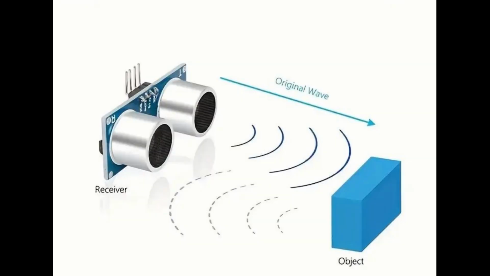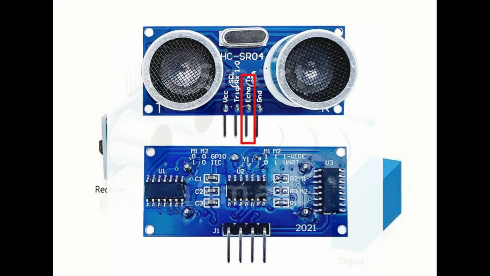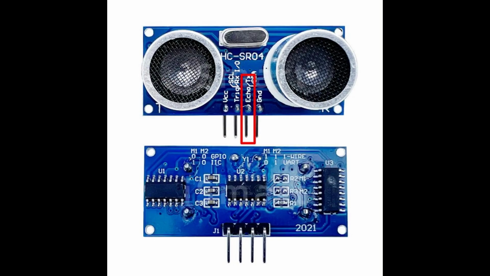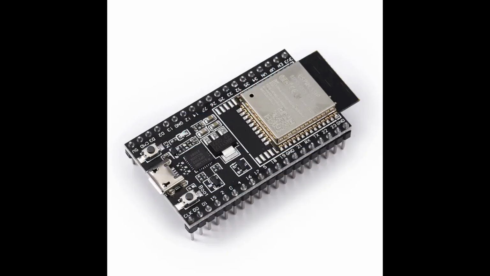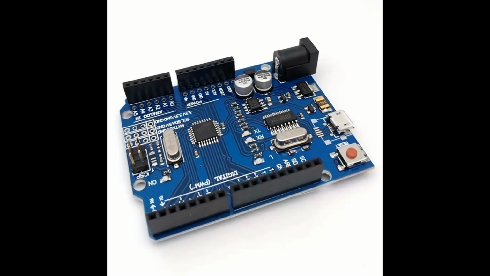Now, we need to transmit ultrasonic sound and receive it. How are we going to do that? We send a high and low signal to the trigger pin of the sensor and we will measure the duration of sound received in the echo pin. Here we use the ESP32 module. You can also use Arduino Nano or Uno.